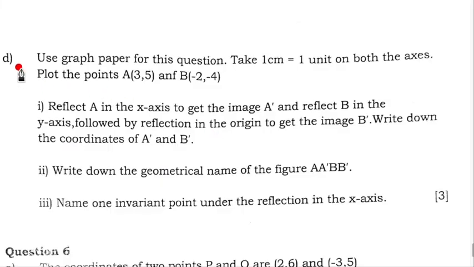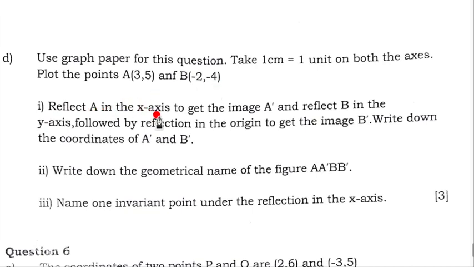Now we come to question number D, which is the last question for this paper, which I have asked you to write because this is the fourth question. So our test will be for 40 marks. We take 1 centimeter equal to 1 unit on both the axes. Plot the points A (3,5) and B (-2,-4).